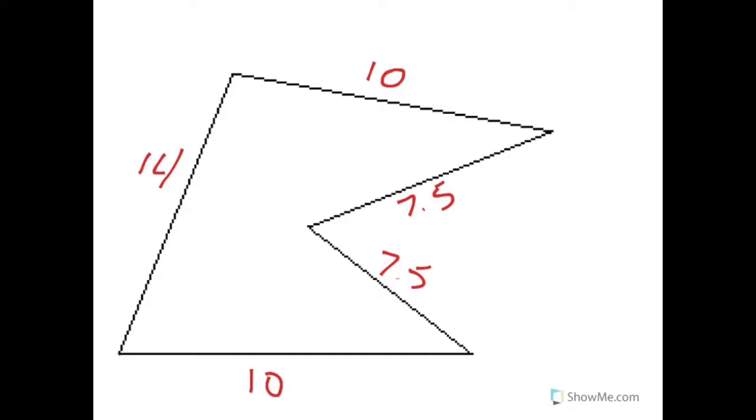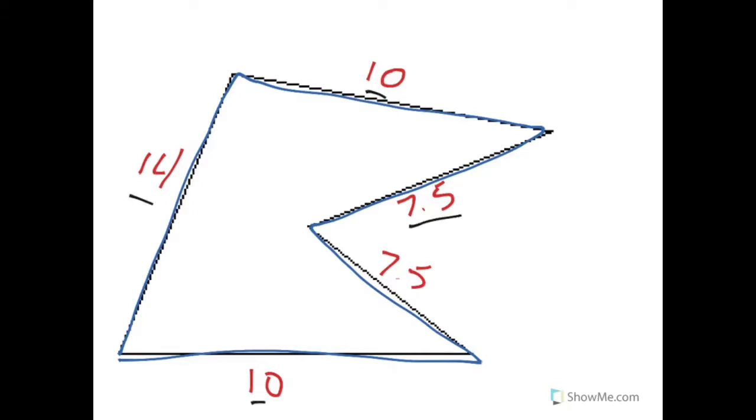So here we have a polygon, and I'm drawing with this blue. The perimeter would be all of the sides, all the way around, okay? If I wanted to estimate it, I see 10 and 10 is 20, plus 14 is 34, plus 7.5 plus 7.5. Well, let's round those to 8, so I have 34 plus 8 is 42, plus 8 is 50. So my estimate would be that the perimeter is about 50, and we'll say centimeters. Okay, so that's my estimate.